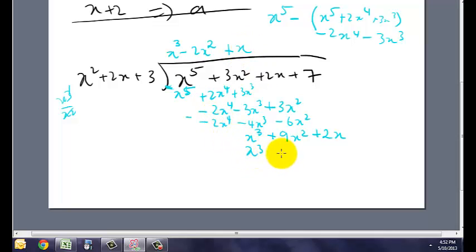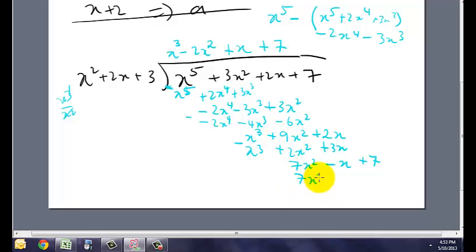Alright, and then we go again. x^3 plus 2x^2 plus 3x. We take away. 9 take away 2 is 7x^2. 2x take away 3x is minus x. Then we bring the plus 7 down. Alright, and now, tell me, 7x^2 and x^2, when we divide it, what should be left? 7. Just a 7. There you go, starting to see it. 7.